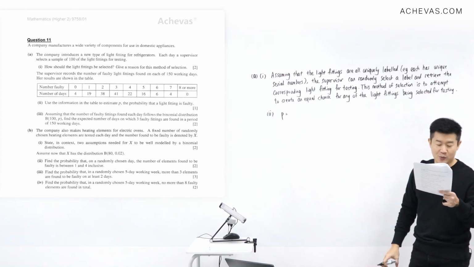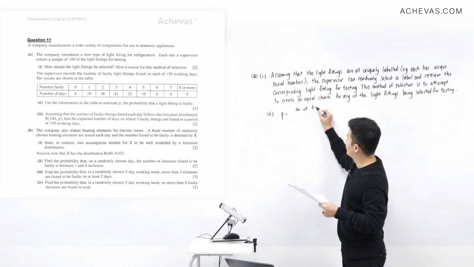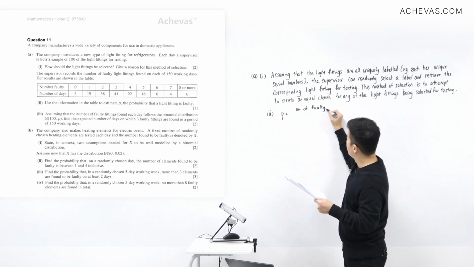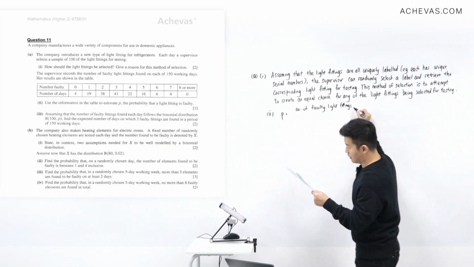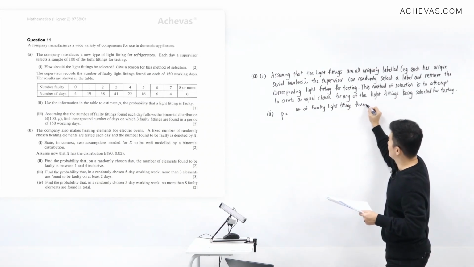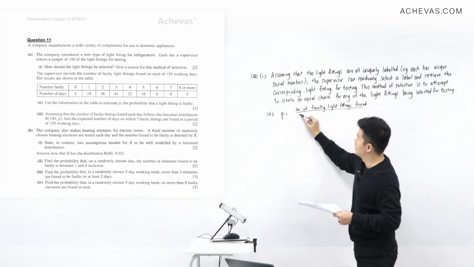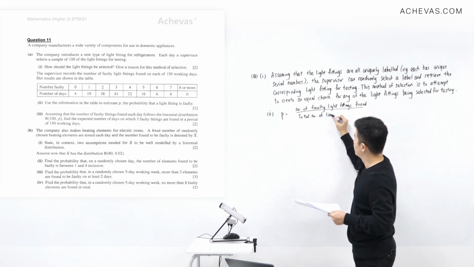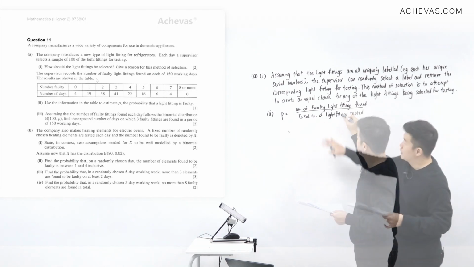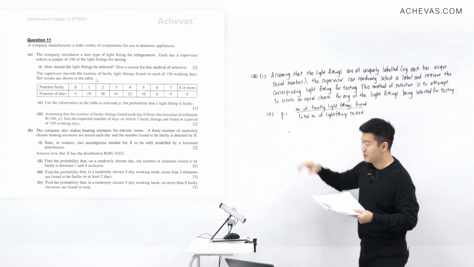So the event that we are interested in is the number of faulty light fittings that is found. Let me write it down here. The number of faulty light fittings that we have found, out of all the possible light fittings that are being tested. So the total number of light fittings being tested. We need to first find the number of faulty light fittings found, and that can be referenced back to the table.